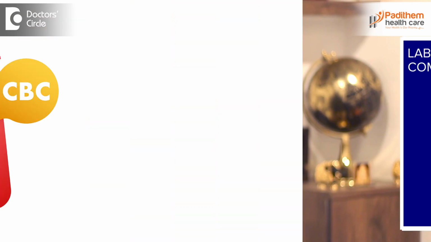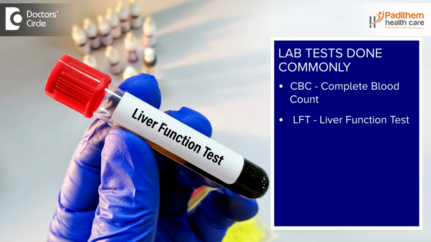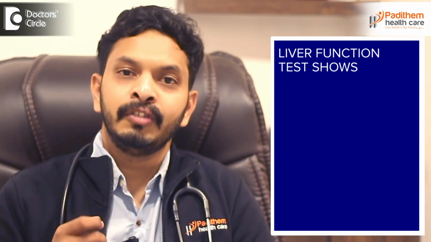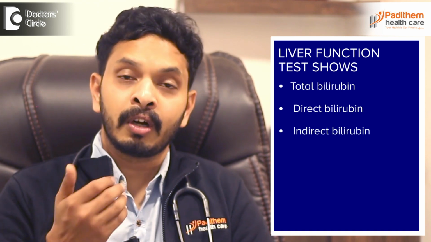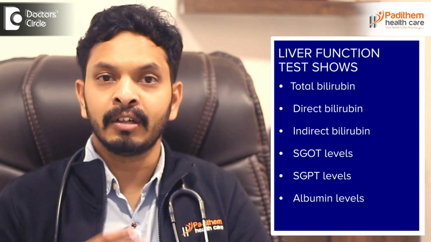There are certain common lab tests which we usually do. That is, as I already said, CBC, the complete blood count, or in some parts it is called CBP, the complete blood picture. There are certain tests included in that, and there is a test called LFT. LFT is nothing but the liver function test, which will show total bilirubin, direct bilirubin, indirect bilirubin, your SGOT levels, SGPT levels, albumin levels, and AG ratio.